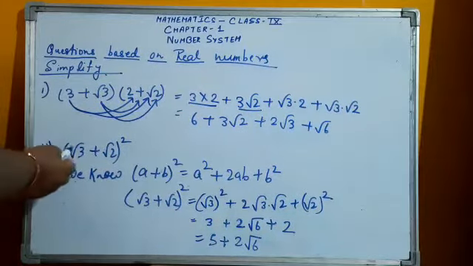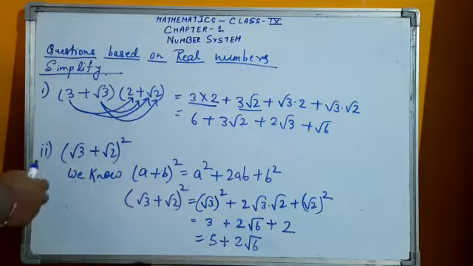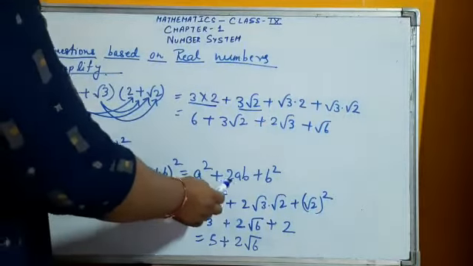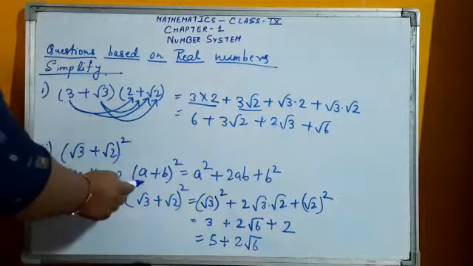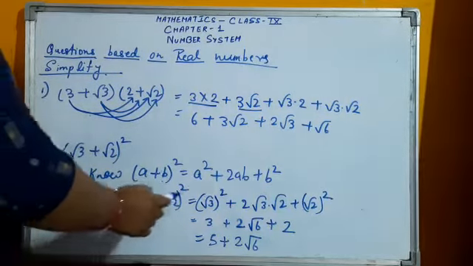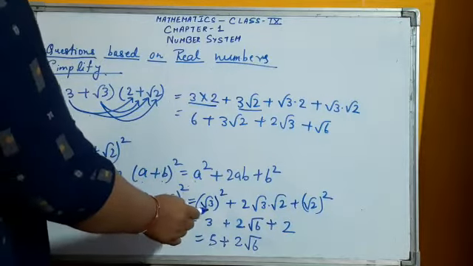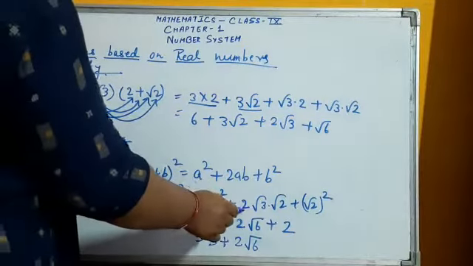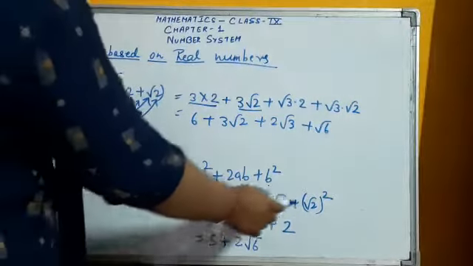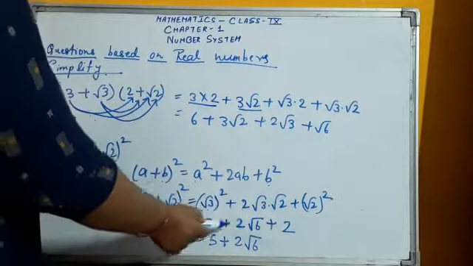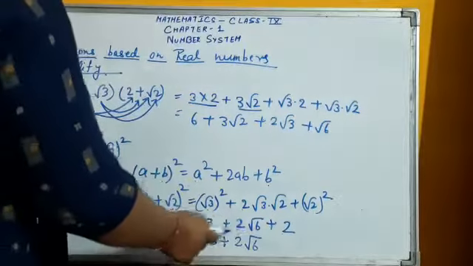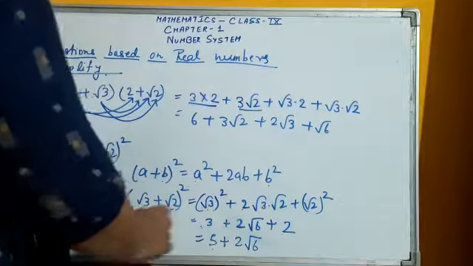Second question I took root 3 plus root 2 whole square. Here we will apply the formula of a plus b whole square. A plus b whole square formula is a square plus 2ab plus b square. Now assuming at the place of a root 3 and at the place of b root 2, we can write a square as root 3 square. At the place of 2ab we can write 2 root 3 into root 2, plus at the place of b square we can write root 2 square. So root 3 square is 3, 2 root 3 into root 2 is 2 root 6 and root 2 square is 2. So 3 plus 2 will be added, it is 5 plus 2 root 6.